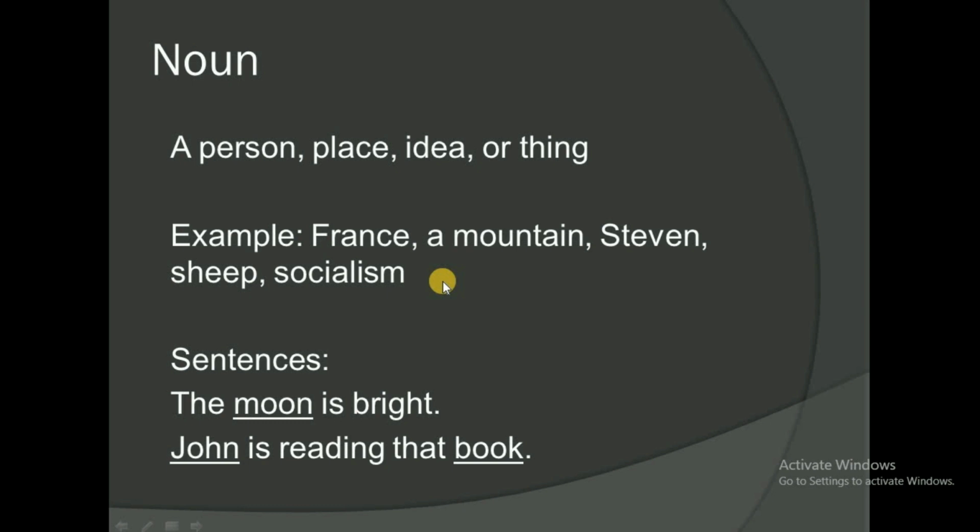The person who believes in this is a socialist, a communist, a capitalist, a Buddhist. And we can see that ends in I-S-T. That is also a noun. It refers to a person. You can identify many nouns by looking at the end of the word and seeing these suffixes, ISM, IST, TION, and so on. We can see these sentences here. The moon is bright. So if we have to find the noun, it is of course moon. And this sentence here has two nouns.